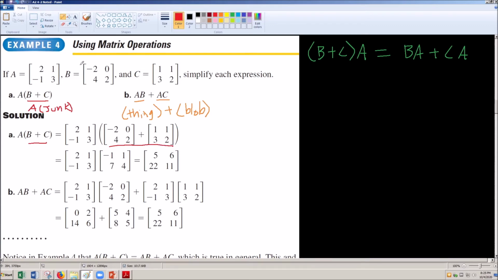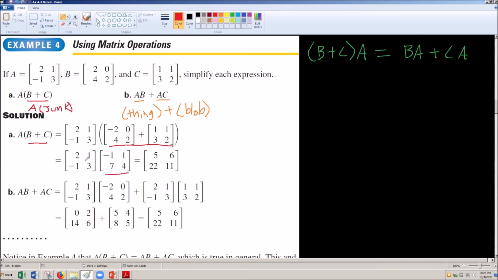We can add them all up and we can multiply them all. Cool. So a 2 by 2 and a 2 by 2. Negative 2 plus my 1 gives me negative 1. 0 plus 1 gives me 1. 4 plus 3 gives me 7. 2 plus 2 gives me 4. Boom. That is where this matrix is coming from.